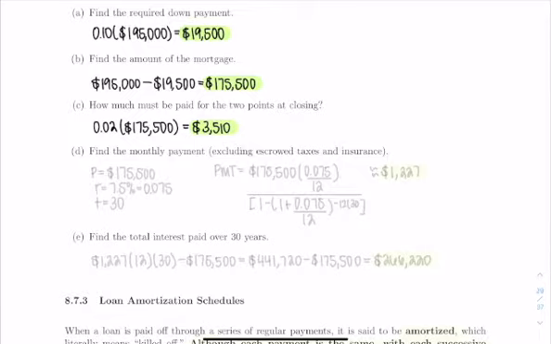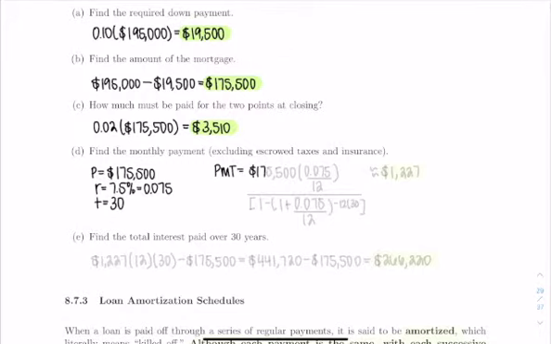And now we want to find the monthly payment. Now this will exclude any escrow taxes or insurance. So using our formula, we have that our P is $175,500. Our rate is 7.5% or 0.075. And my T is 30 because it's a 30-year fixed mortgage. So let's go ahead and plug this into the payment formula.